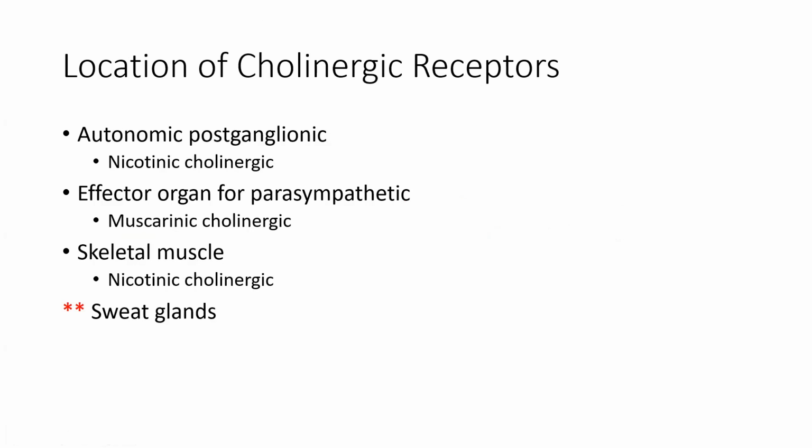Let's look at the locations here again. So I think we illustrated this on those images, but just to tie it together. The autonomic postganglionic neurons have nicotinic cholinergic receptors, so those fast receptors. The effector tissue on the parasympathetic side has the muscarinic cholinergic receptors, so those slow receptors. And then if we think about other branches of the peripheral nervous system, skeletal muscle also has nicotinic cholinergic receptors.